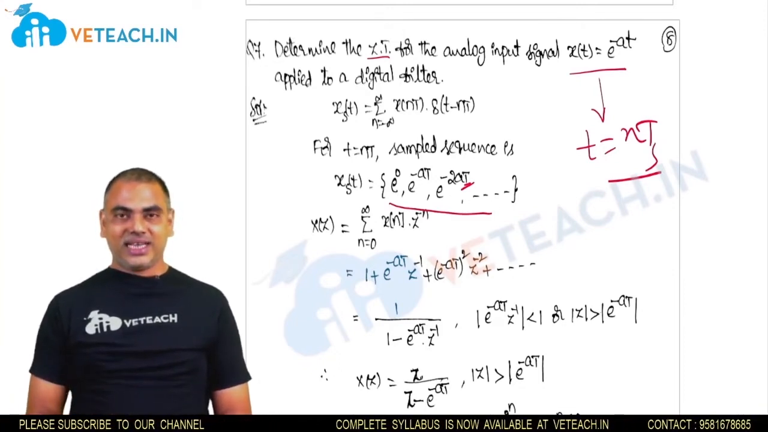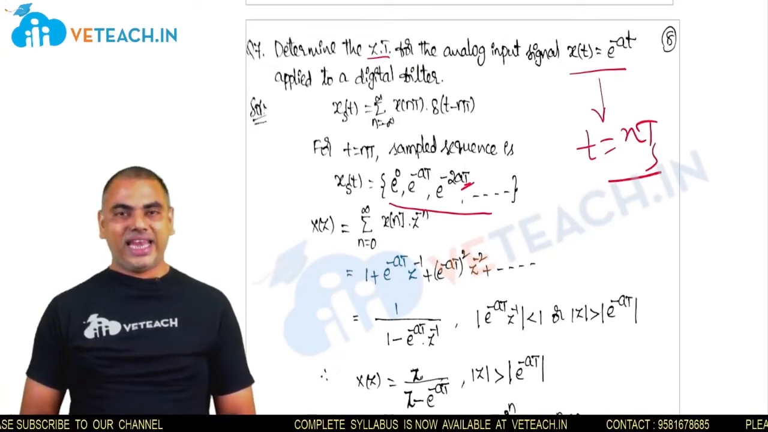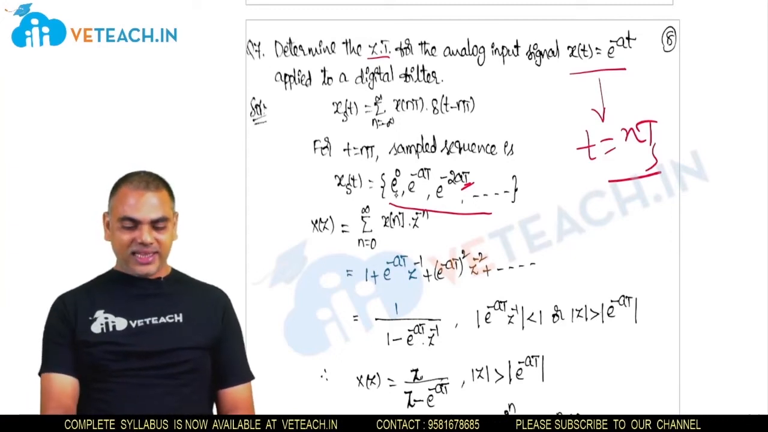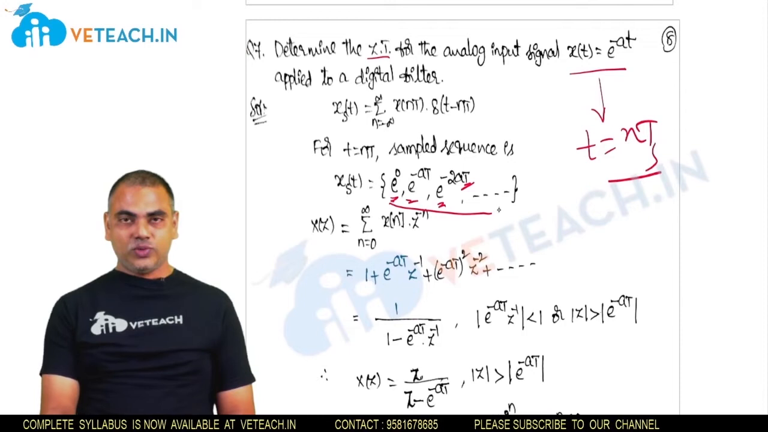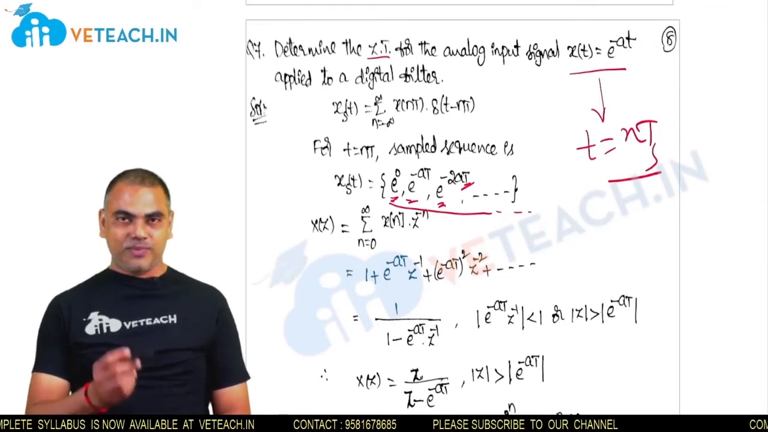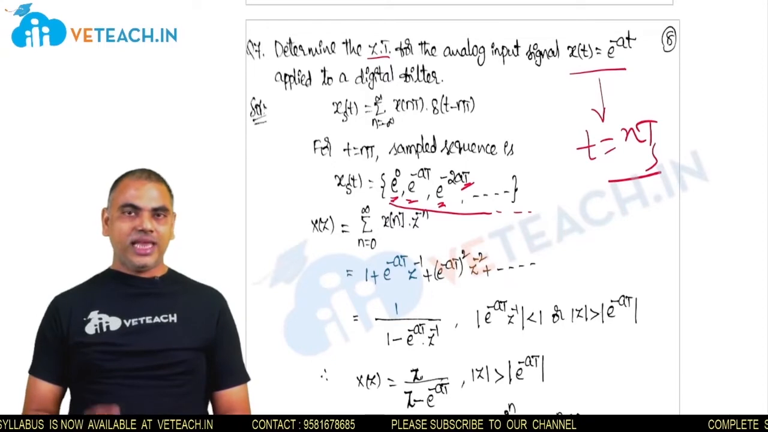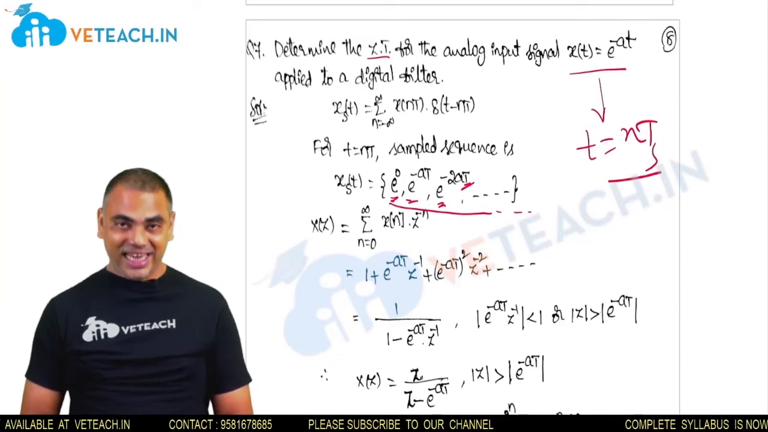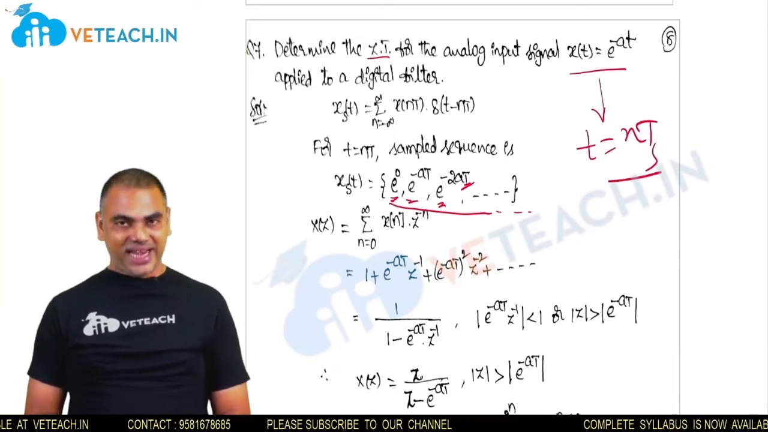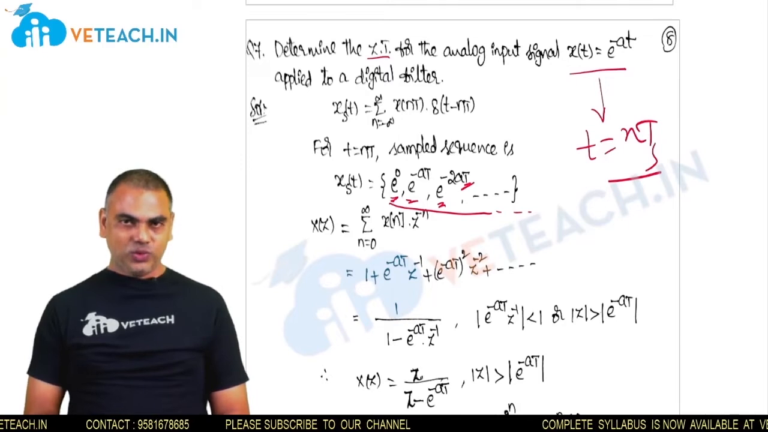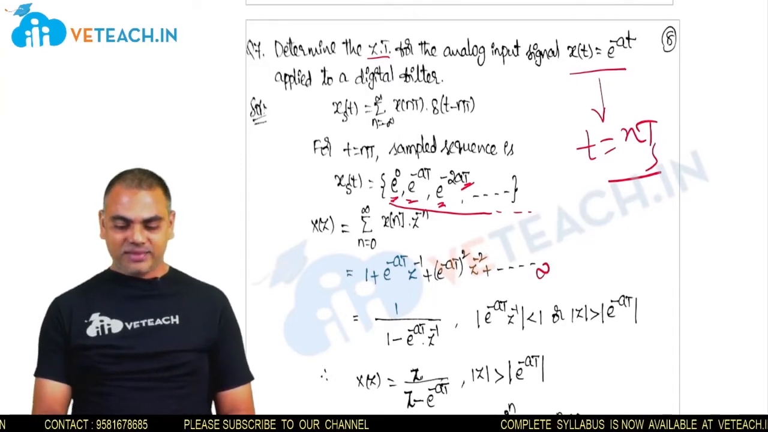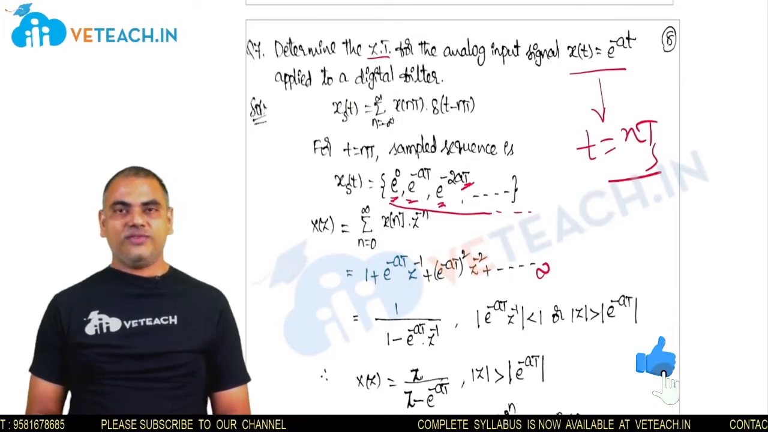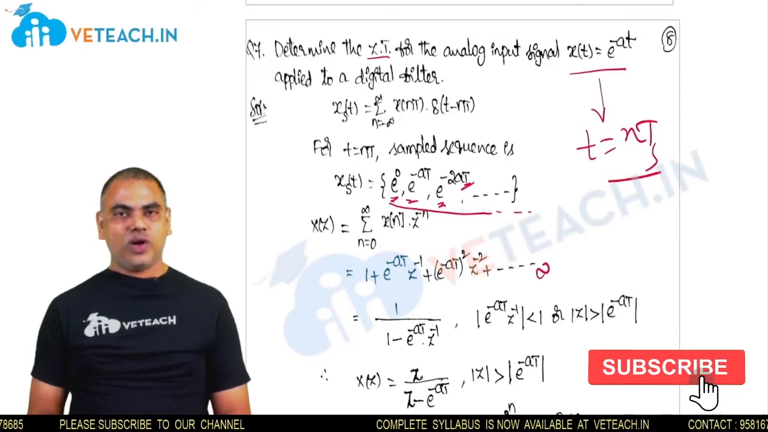Now for that causal sequence the Z transform is sigma n equal to 0 to infinity x of n into z power minus n, and there x of 0, x of 1, x of 2 we can obtain from this sequence as e power 0, e power minus aT, e power minus 2aT and so on. We have the form 1 plus e power minus aT z inverse plus e power minus aT whole square z power minus 2 plus and so on up to infinity. Now it is like a GP infinite series form.